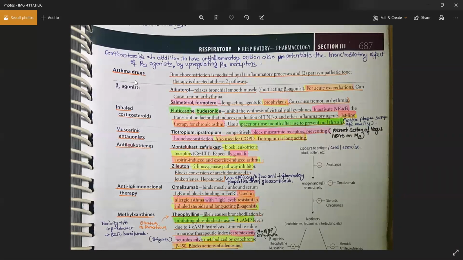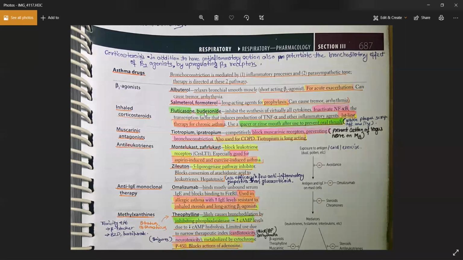Because these agents are beta-2 agonists, if you give them in a normal dose, they won't do anything but bronchodilation. But at a very high dose, they can go systemically, and they can cause tremors and arrhythmia. So these are side effects of the beta-2 agonists. Second one are the inhaled corticosteroids, useful for the inhibition of inflammation. Fluticasone and budesonide are the two drugs which you use in asthma.